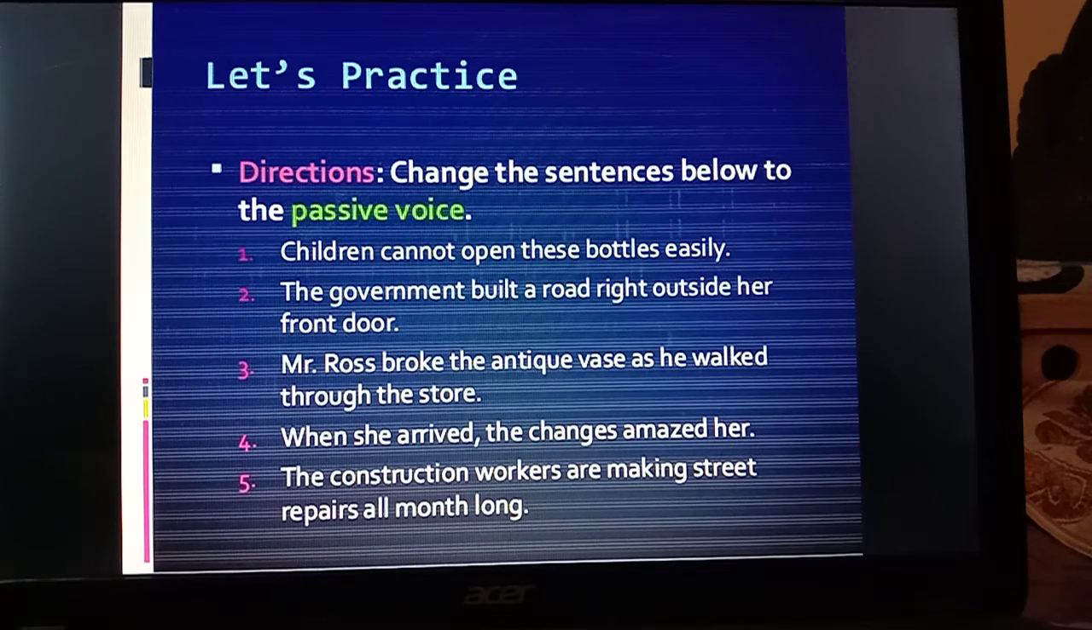When she arrived, the changes amazed her. She was amazed by the changes when she arrived. This will be the passive voice. The construction workers are making street repairs all month long. So, street repairs are being made by construction workers all month long. So, in this way, you can change active voice into passive voice.